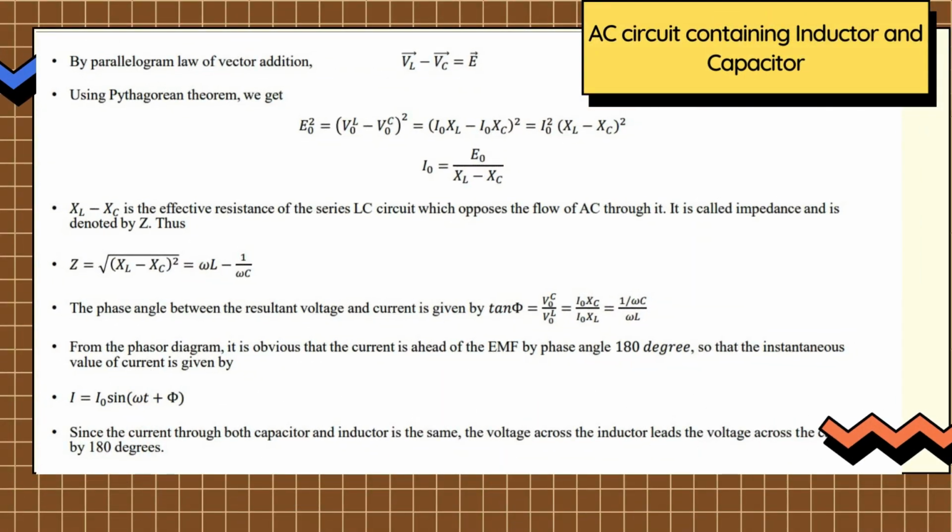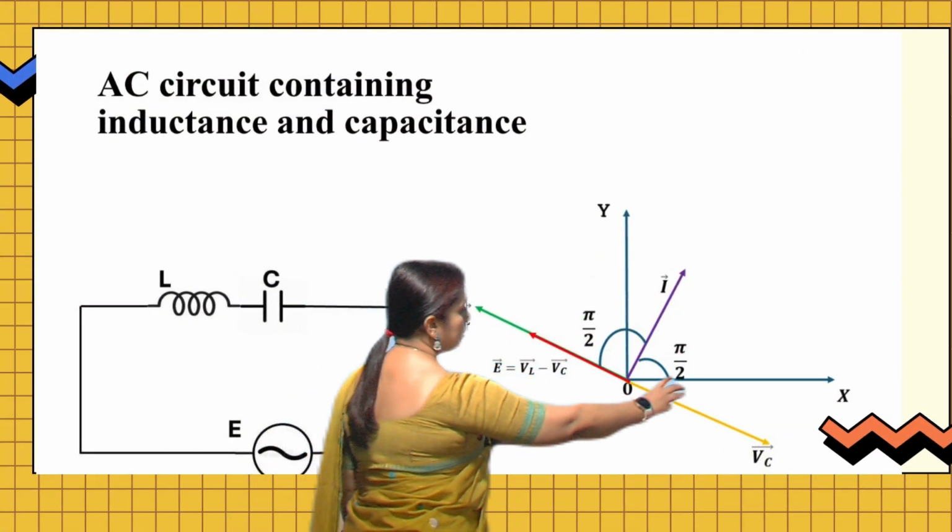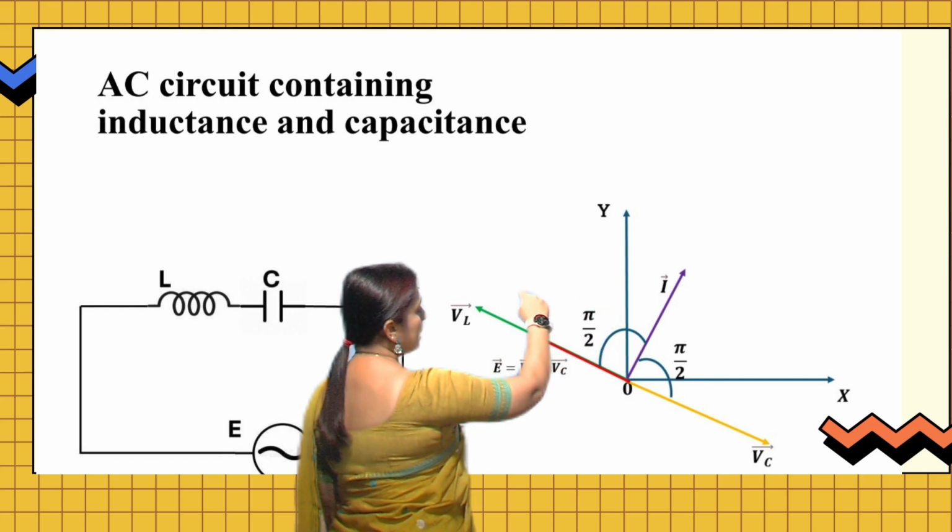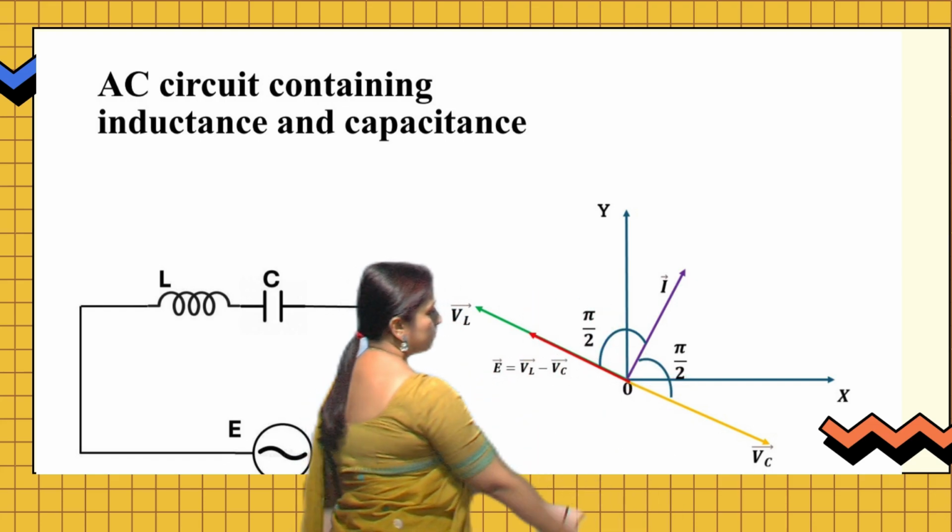So by calculating, we can find the phase angle between the resultant voltage and the current. It comes out to be this one. From the phasor diagram, it is obvious that the current is ahead of the EMF by a phase angle of 180 degrees. So this is the equation, which gives the instantaneous value of current in a circuit containing an inductance and a capacitance. This is the phasor diagram for the circuit containing inductance and capacitance.